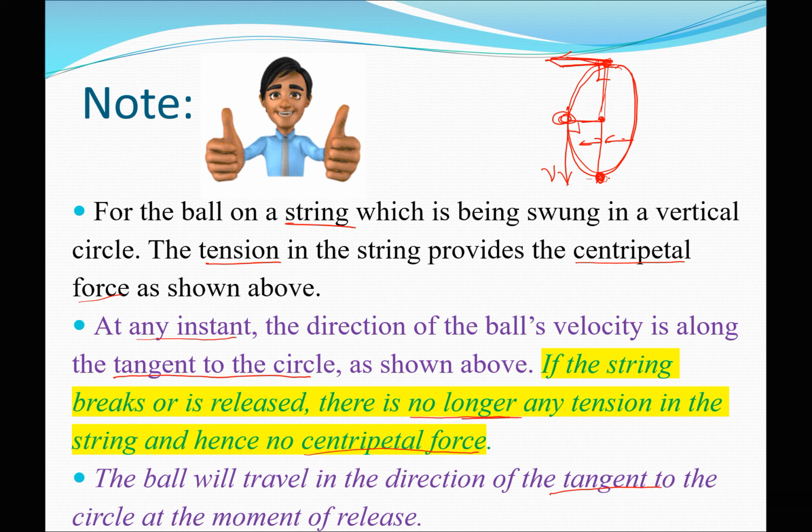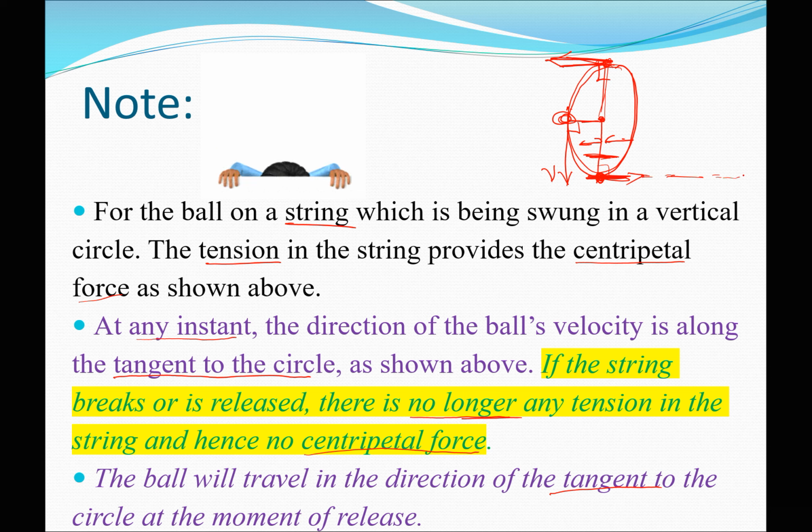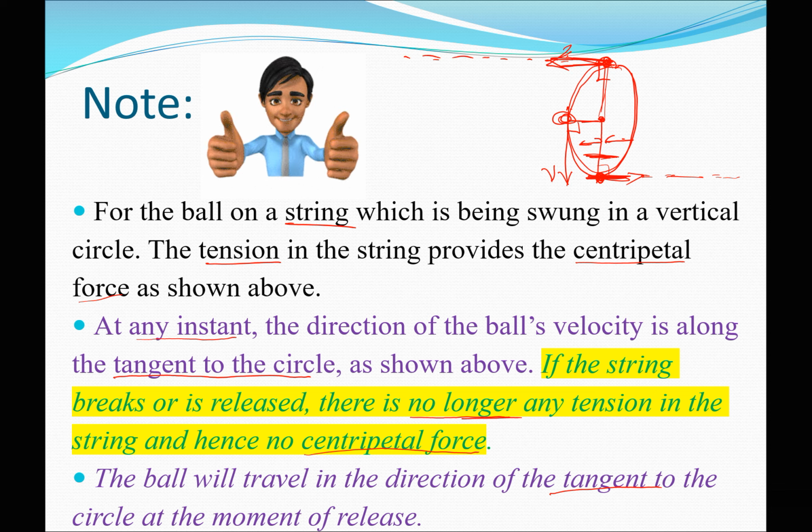If the ball is at this point at the bottom of the circle, it is moving at a tangent to the radius. So if the string is broken when it is in this position, then the ball is expected to continue in that direction of the tangent. If the ball was at the top of the circle and the string is broken, we would expect the ball to continue at a tangent because it was moving in that direction at that moment when the tension is lost.